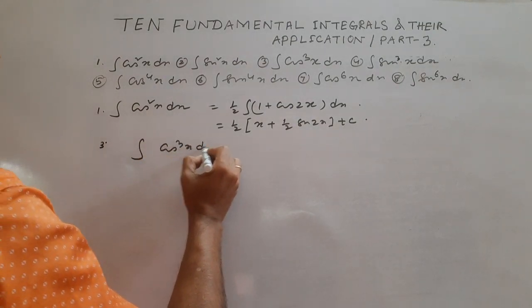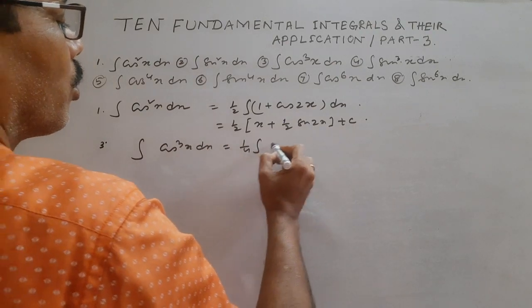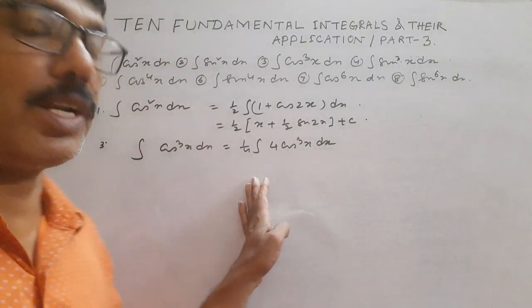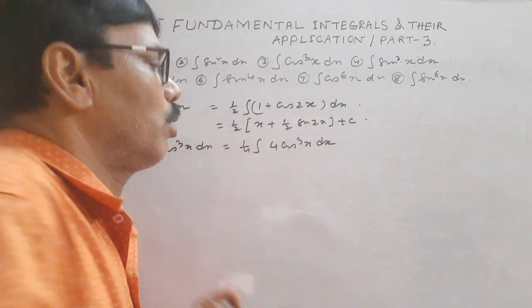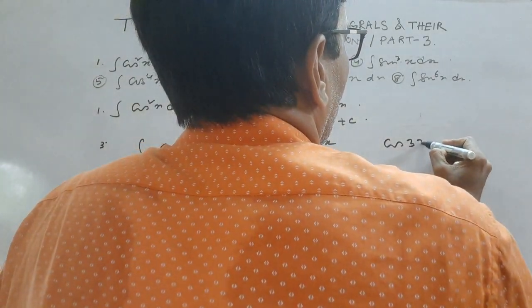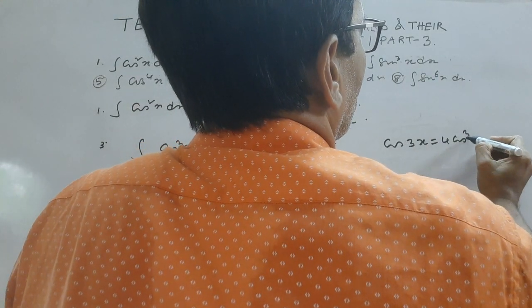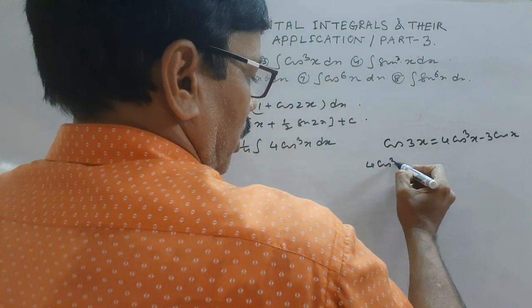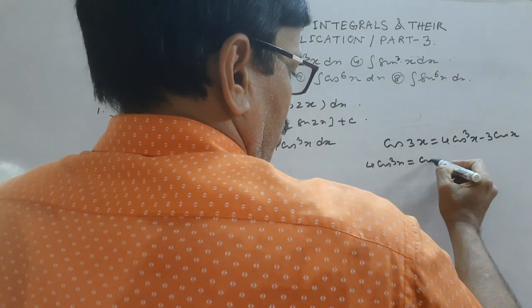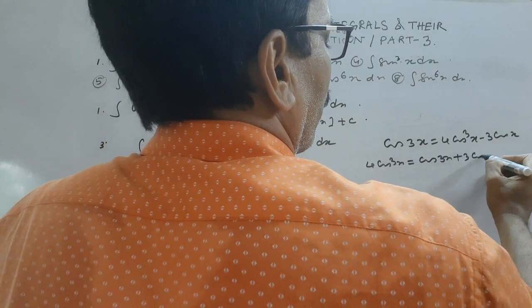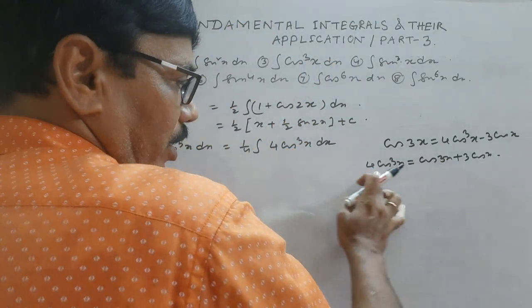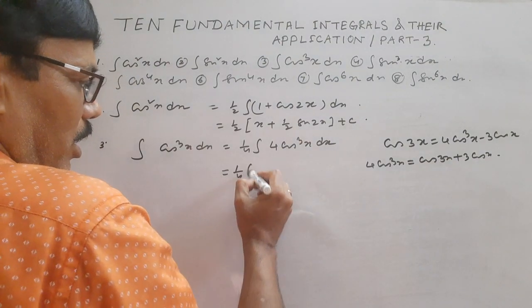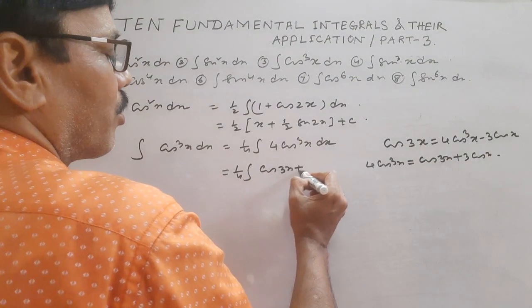Now 3, cos cube x dx. So 1 by 4, 4 cos cube x dx. So why are we taking 4 cos cube x? Look, we have a well-known formula: cos 3x equals 4 cos cube x minus 3 cos x. So what is 4 cos cube x? Cos 3x plus 3 cos x. Now you cannot integrate this directly, but you can integrate cos 3x and 3 cos x. So that's why. So cos 3x plus 3 cos x.